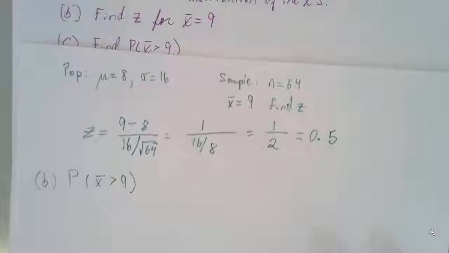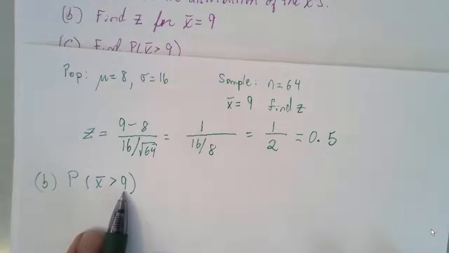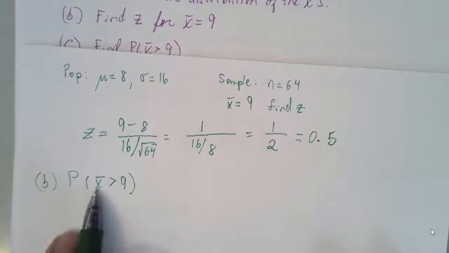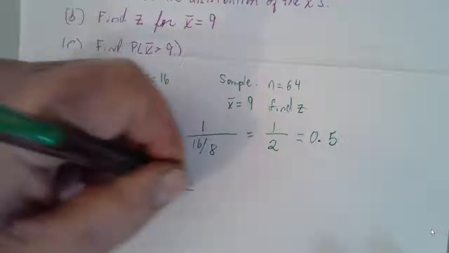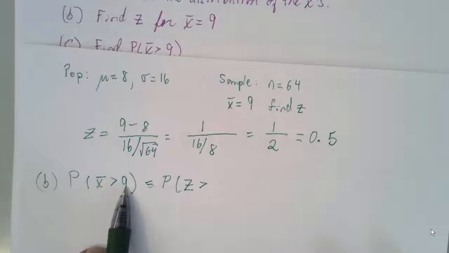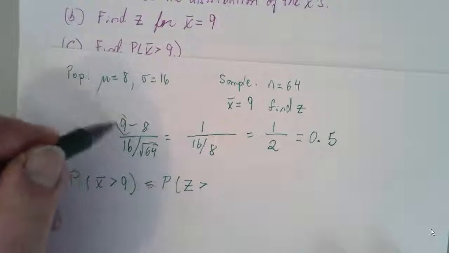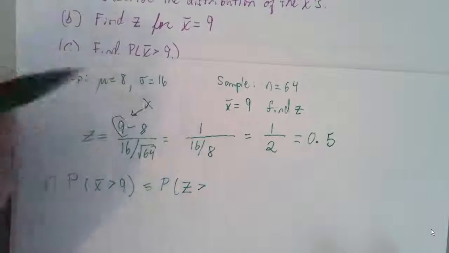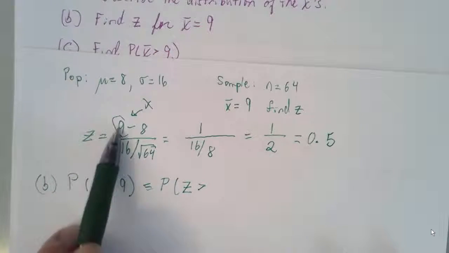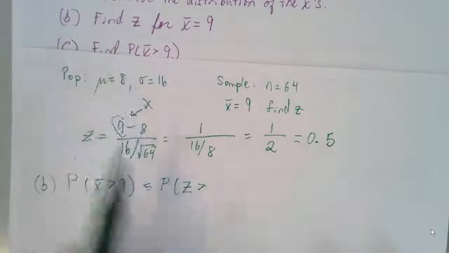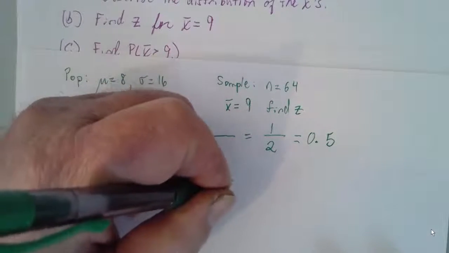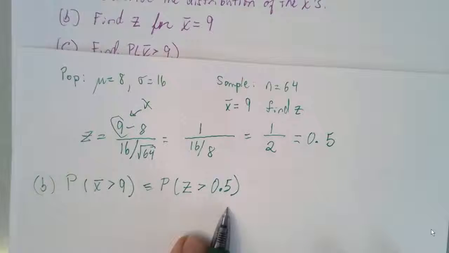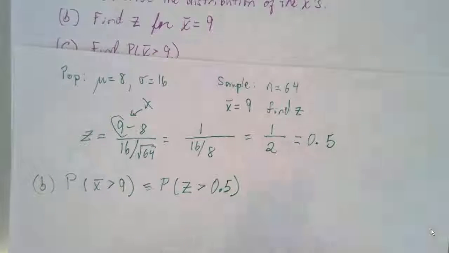Well, this is hard to answer in general, but we can do this by translating this x bar to a z. That's the same as the probability that z is more than, well, if the x is 9, that's it right here. If the x is 9 for this sample size and coming out of this population, then the z must be 0.5. Now here we could look this up in a table, or we could use our calculator. Let's use our calculator in this case.